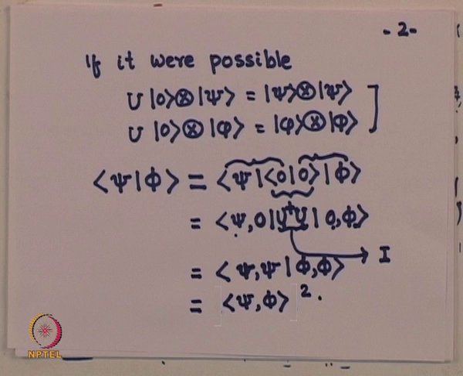So, this is what I want. Now, this is possible only if the state psi and the state phi are identical, in which case both the sides become equal to 1, or if psi is orthogonal to the state phi, in which case the scalar product is 0 and 0 is equal to 0, because the scalar product of psi phi being equal to its square has the solution that it is either equal to 0 or equal to 1.